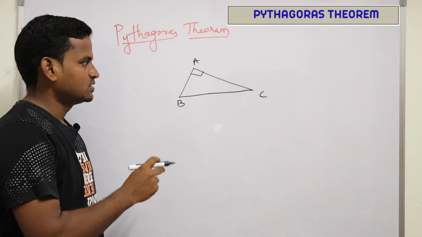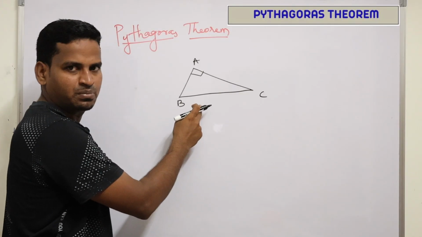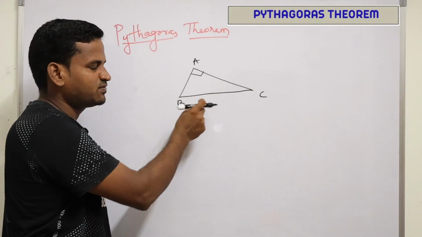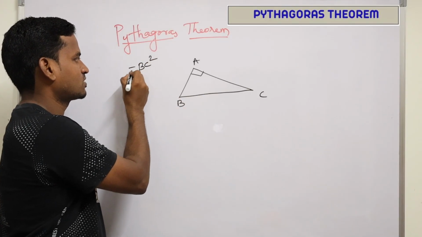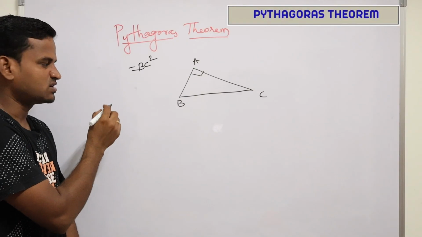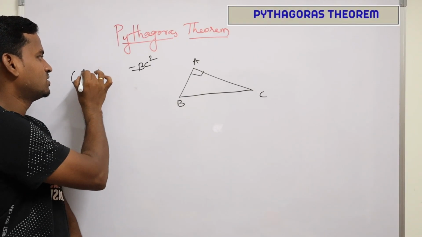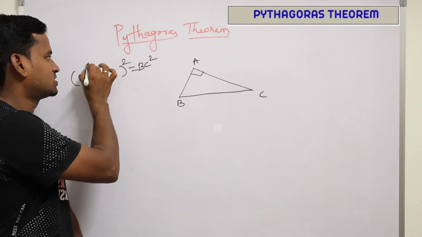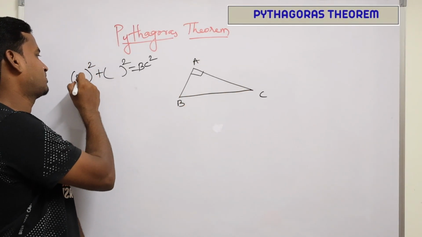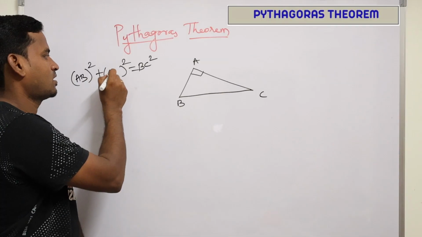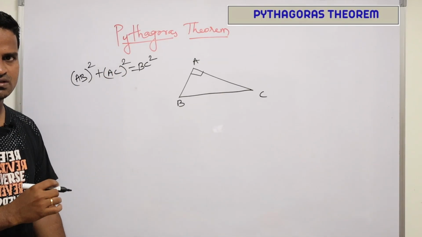As per the theorem, in a right angled triangle, the square of the hypotenuse, the hypotenuse being opposite the right angle, is equal to the sum of the squares of the other two sides, AB and AC. Okay, this is the thing to prove.